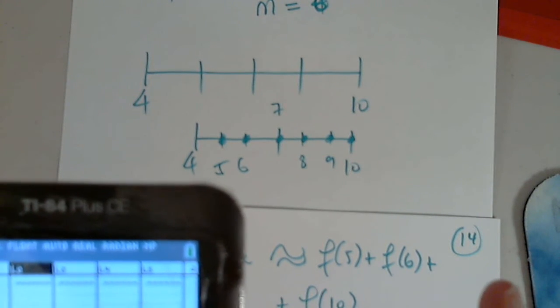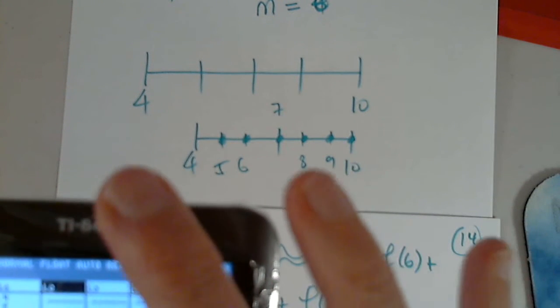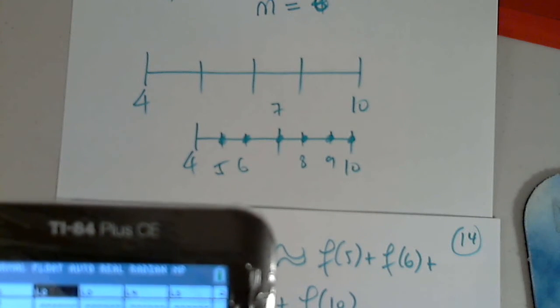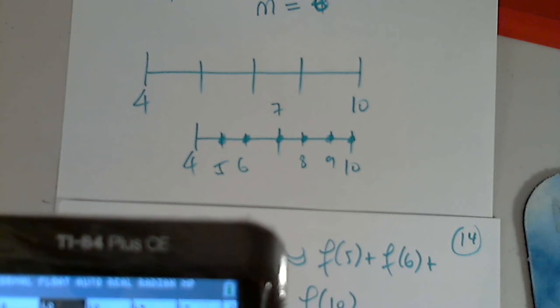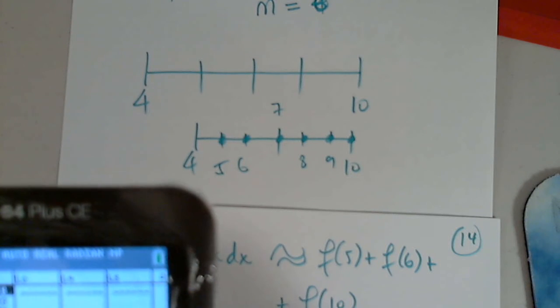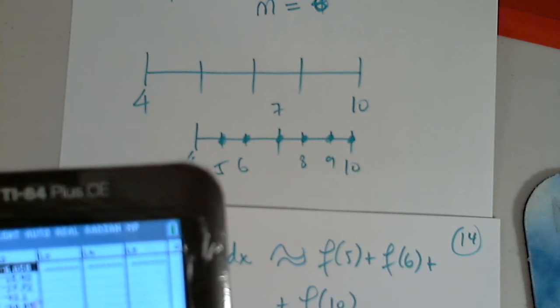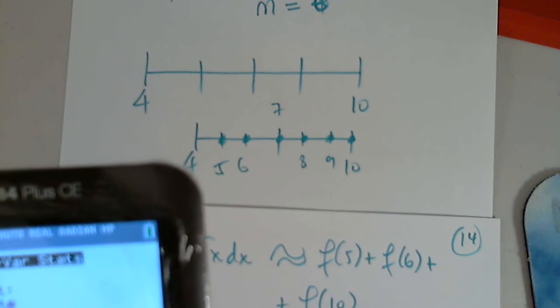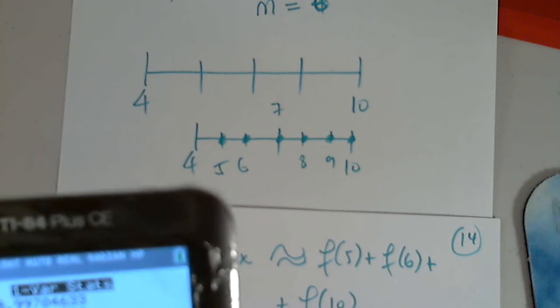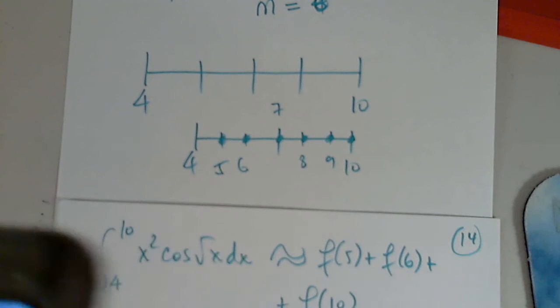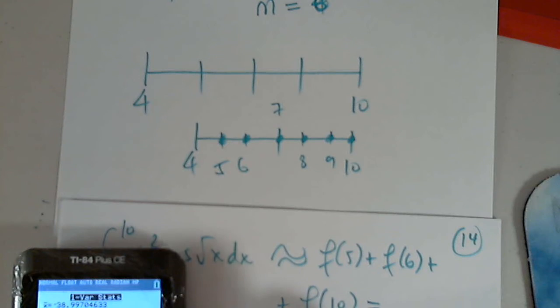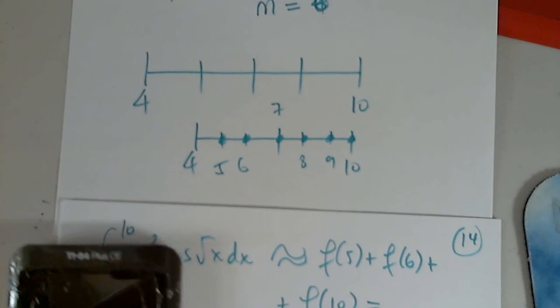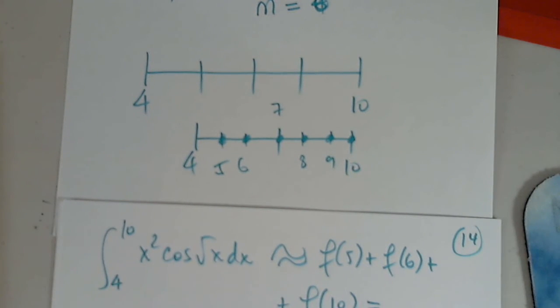So what does this do? We'll take each x entry, square it, and multiply by cosine of the square root of that number, and give us all the answers at once. And then we get out of there and go to stats and do one variable stats on list L2. You only need the second item, which is the sum. Negative 233.982278, which is very possible.